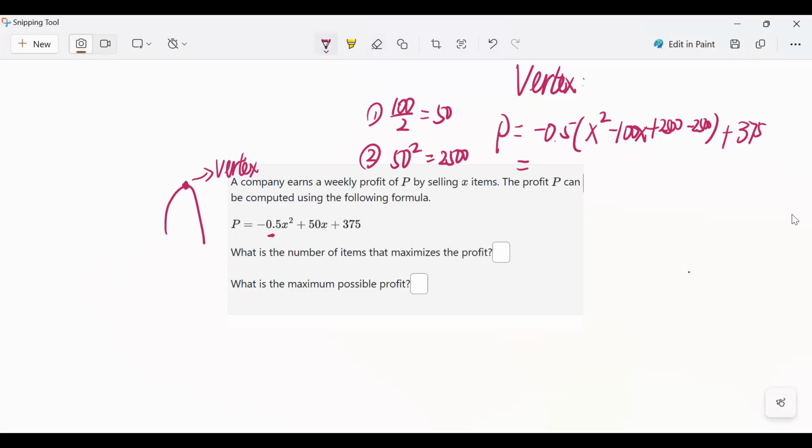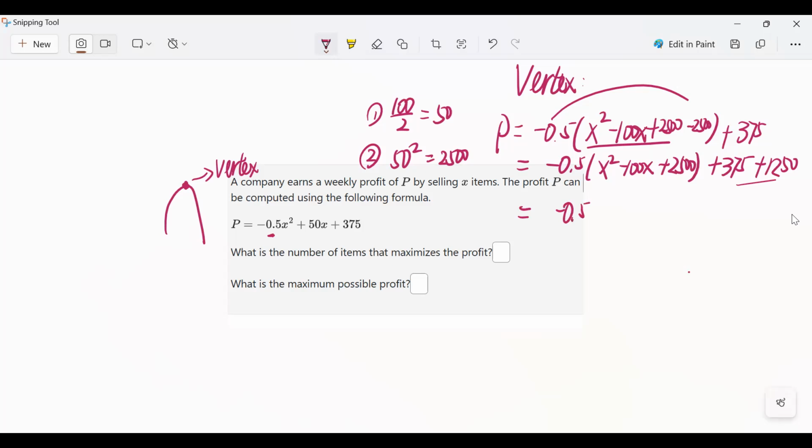And then the first three terms are the perfect square, so move the extra term outside. So minus 0.5, x squared minus 100x, adding 2500, adding 375, and you distribute it: minus 0.5 times minus 2500 is 1250. We're going to add those two numbers in a second. Minus 0.5 times x minus 50 squared. Combining those two numbers, we end up with 1625.